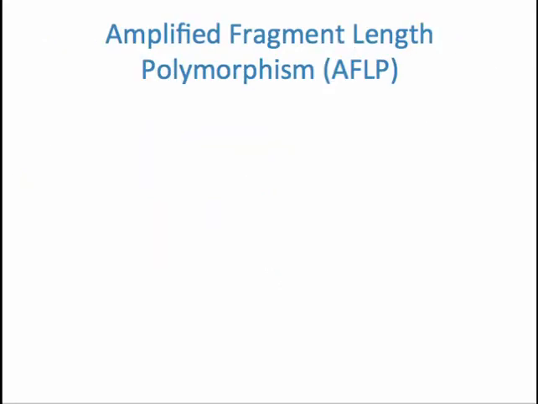The final marker I'm going to talk about is the amplified fragment length polymorphism, or AFLP. This is a more old school technique that's not especially common these days, but you do see it now and again. The way it works is you take a special enzyme called a restriction enzyme.